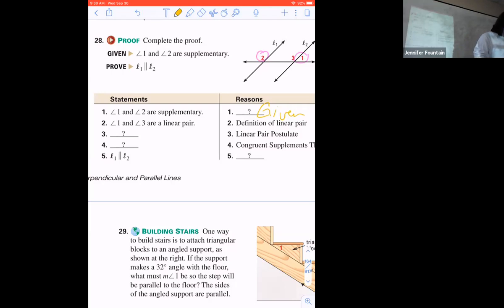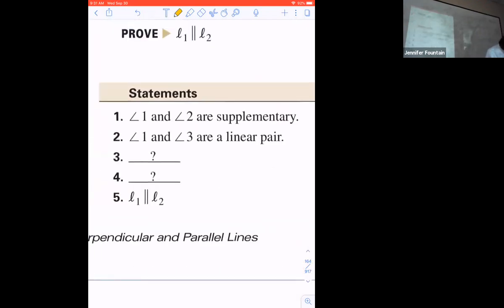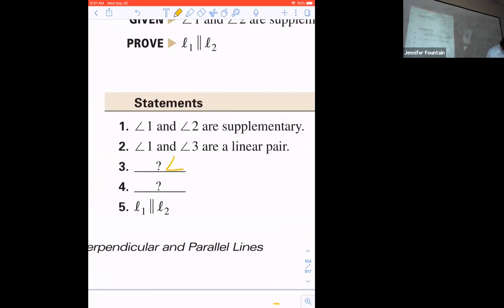All right, so we were going through number 28. We said that statement 1, reason 1 is given. Statement 2, they already told us that this is the definition of a linear pair. So knowing that angle 1 and angle 3 are a linear pair, look at statement 3. Our reason was the linear pair postulate. So what does the linear pair postulate tell us? Angle 1 and angle 3 are supplementary, which means they equal 180, right?